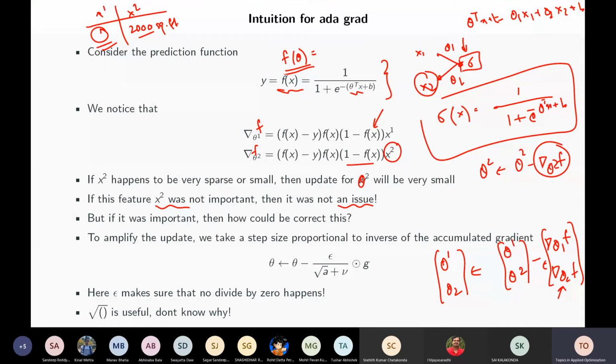And how do I do that? If it was important, how could this be corrected? What we should do is amplify. Because if we go by the usual gradient descent method, by its nature it's a numerical algorithm scheme. It doesn't know what I meant by bedroom or what I meant by square feet. For it, it's just numerical data, and it will see that this value is very small, so the gradient computed will be small.